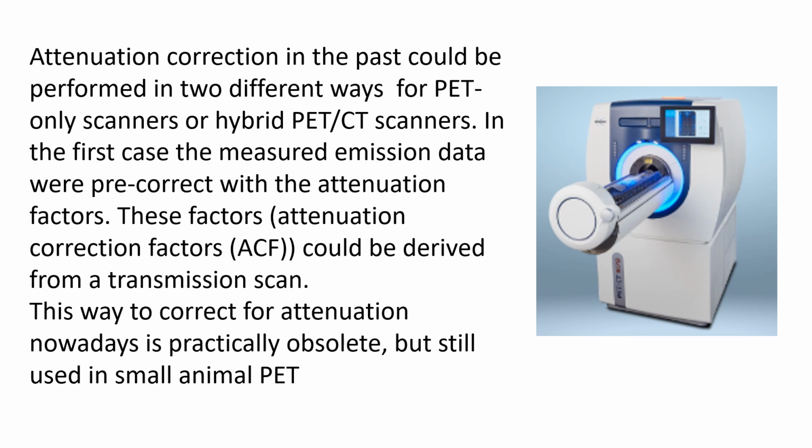Attenuation correction in the past could be performed in two different ways, for PET-only scanners or hybrid PET-CT scanners. In the first case, the measured emission data were pre-corrected with the attenuation factors. These factors could be derived from a transmission scan. This way to correct for attenuation nowadays is practically obsolete, but still used in small animal PET.